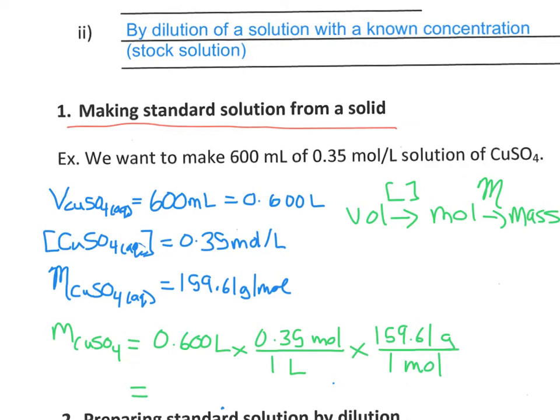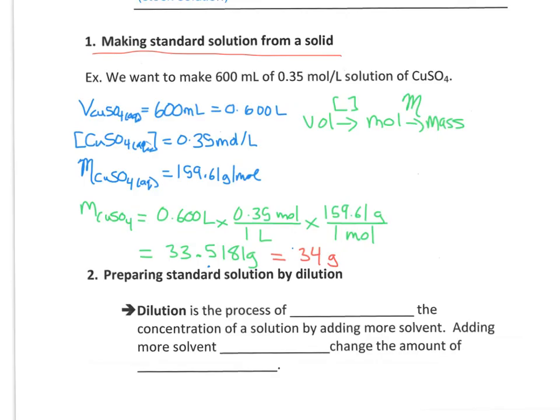Do the math on this problem, you end up with 33.5181 grams, but we know we have to look at our significant digits, and up here, 0.35 mole per liter, we only have 2 significant digits. So our answer has to be in 2 significant digits, which means it's going to round to 34 grams. Okay, so this problem has no new math. We have done these calculations before.